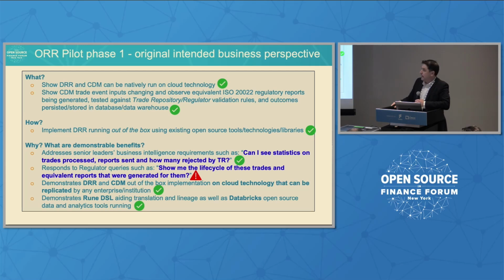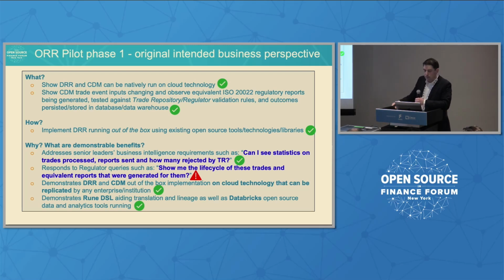How are we going to do it? Implement the DRR running out of the box using existing open source tools, technologies, and libraries. We didn't change anything on DRR, didn't do anything to CDM. Why? Address senior business leaders, what used to be called management information requirements, business intelligence requirements. Can I see statistics on trades processed, reports sent, how many rejected by the trade repository?